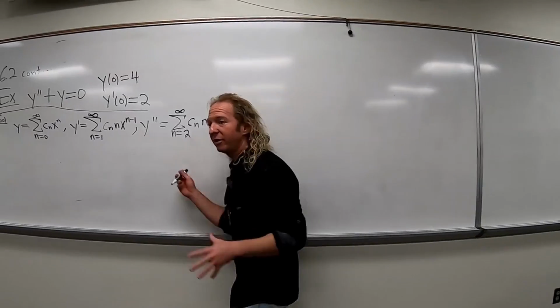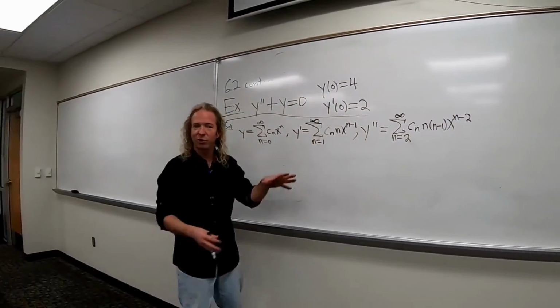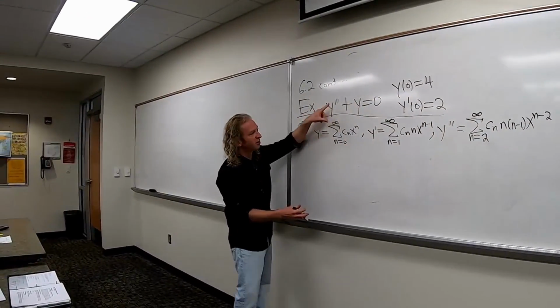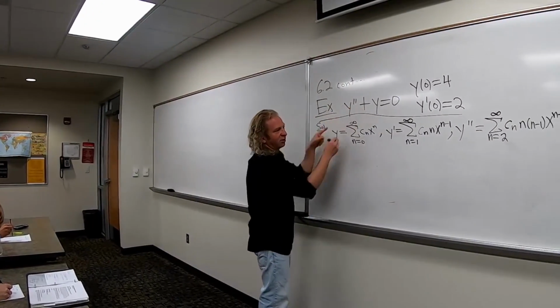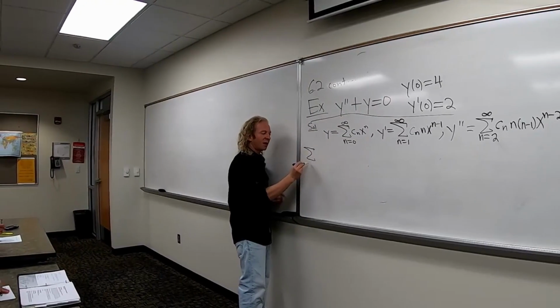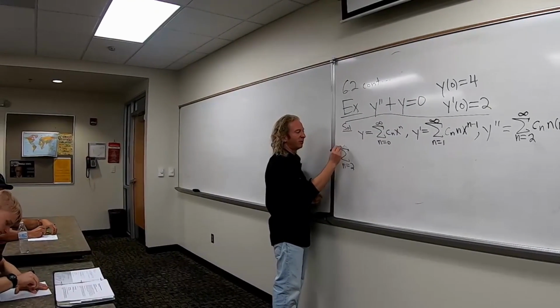Okay, so now we take everything here and we plug it into the DE. So we're going to plug everything into the differential equation. So we have y double prime. So I'm going to write that. That's over there, so I'm going to put it here. So we have infinite sum as n runs from 2 to infinity.